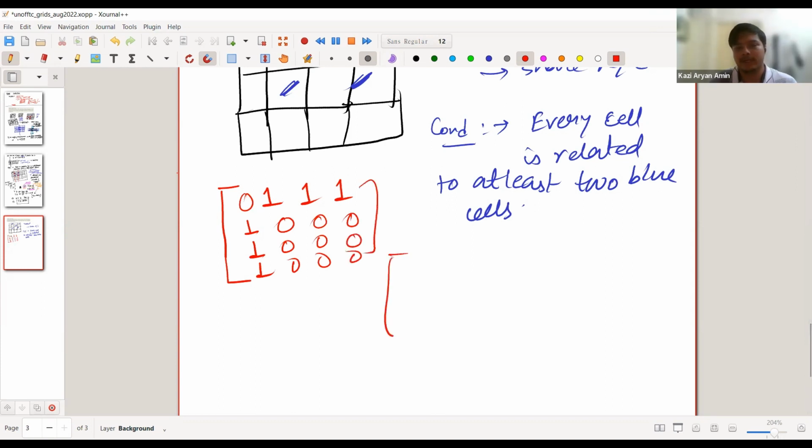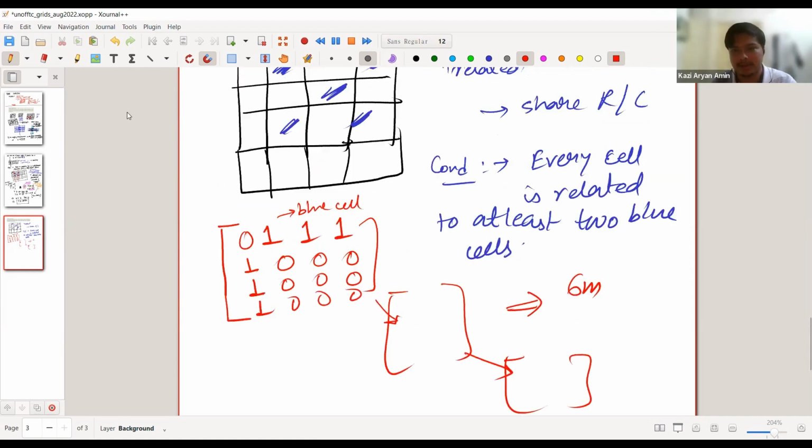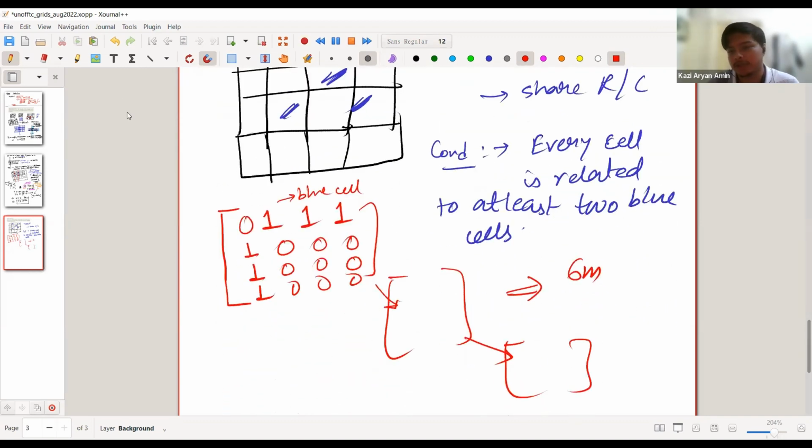So basically put these guys in a diagonal and so on. This is basically how the equality case works. And by one, I represent the blue cell. So this will tell you there are at least 6m, I think. Yeah, this will tell you that there are at least 6m blue cells.